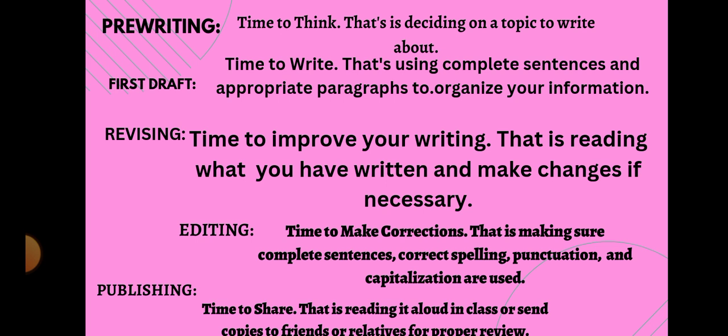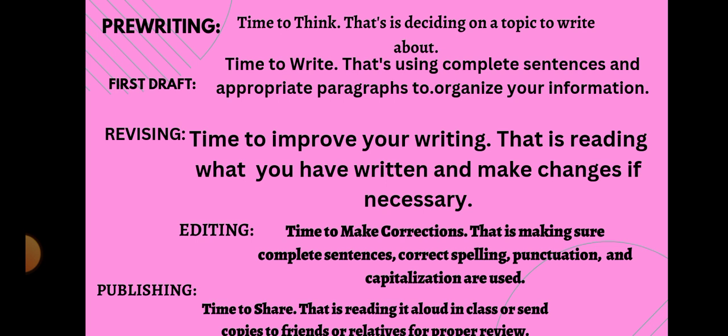Then the first draft is what to write about. That is, using complete sentences and appropriate paragraphs to organize your information. After you are done with that, you have others read it and offer suggestions as well.